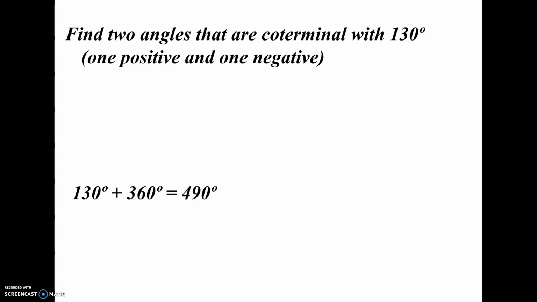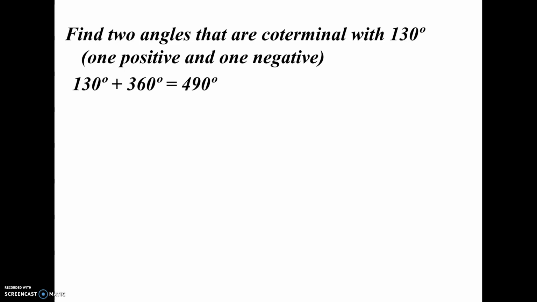All right, let's see. So if I just add 360, I get 490 degrees. Okay, so that's one positive angle that's coterminal. And if I want a negative angle, I'm just going to subtract 360, and you should have negative 230. And that's pretty much it for angles of rotation and finding coterminal angles.